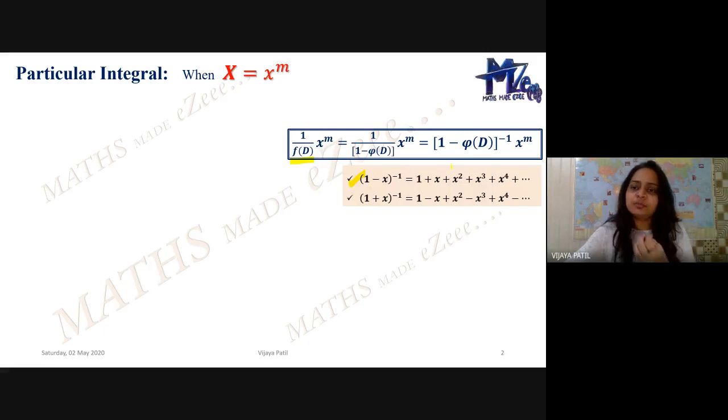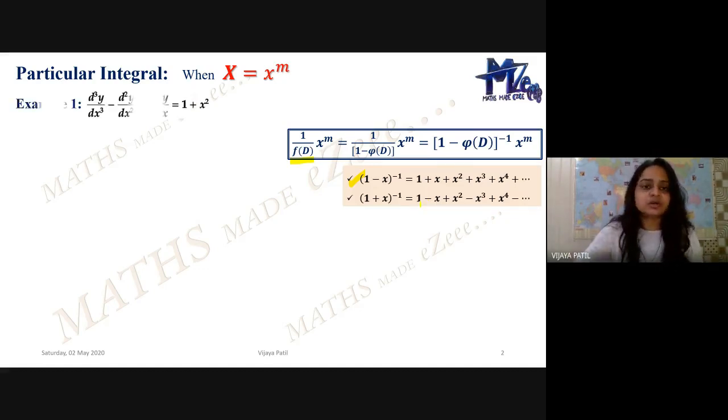So we have to bring down this f of D in this way, 1 minus phi of D to the power minus 1, so that you can easily use this series. These are the Maclaurin series. 1 minus x to the power minus 1, in which all the terms are plus: 1, x, x square, x cube, and x to the power 4. And 1 plus x to the power minus 1, in this expansion all the terms are the same as the previous expansion, only the difference is with the alternate plus minus, starting the first term with 1.